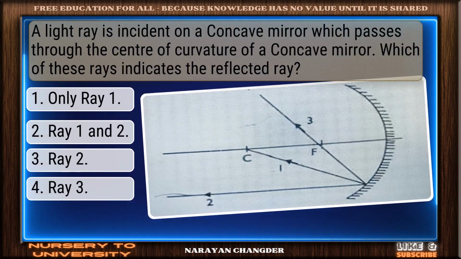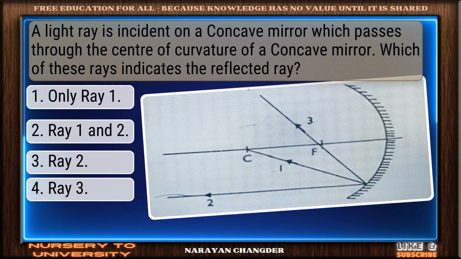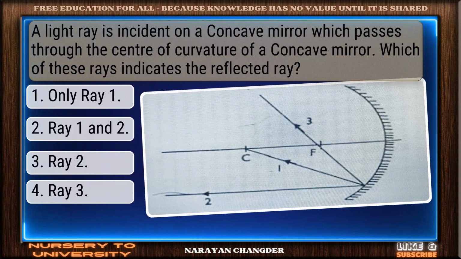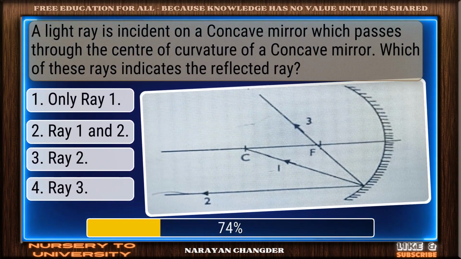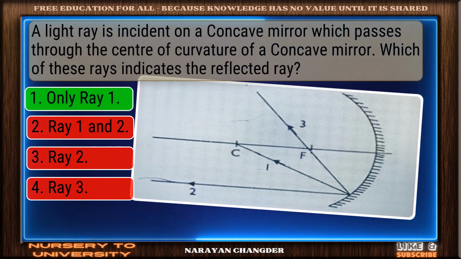A light ray is incident on a concave mirror which passes through the center of curvature of a concave mirror. Which of these rays indicates the reflected ray? Correct. Only ray 1 is the right answer.